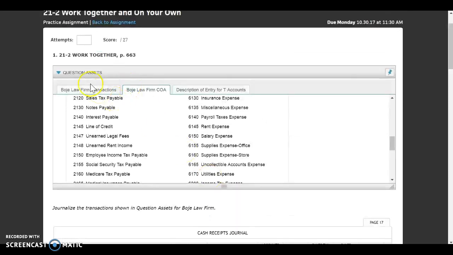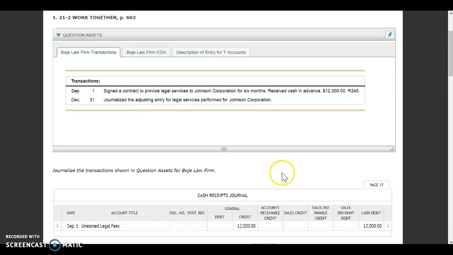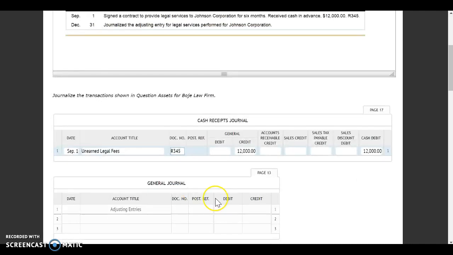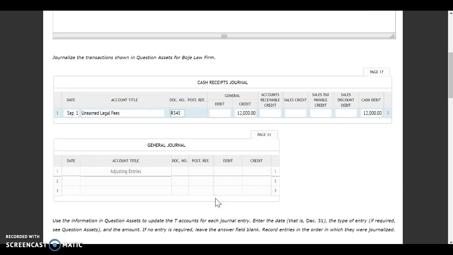And then we need to put in our document number, which is receipt 345. All right, now our next transaction, December 31st, it says that we are journalizing the adjusting entry for legal services performed for Johnson Corporation. So now we're looking at, okay, from that advance payment, how much of that have we actually earned now? So we're going to go to our general journal.